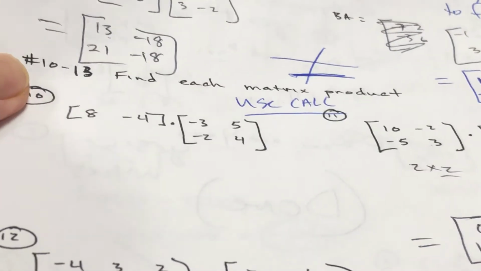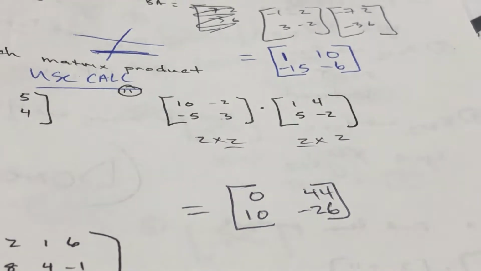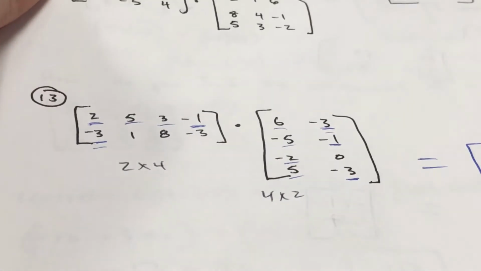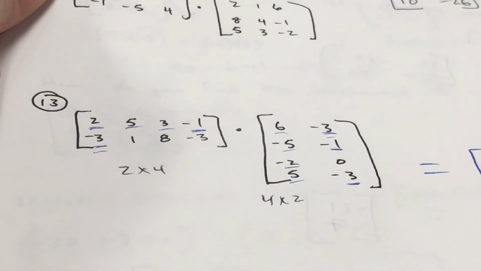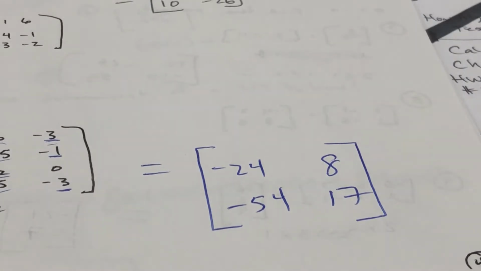Then honestly, we use the calculator for this. Here's an answer for 11. Then here's an answer. Again, this can happen in 2 by 4, 4 by 2. Those inner 4s are equal, so your answer is a 2 by 2. Again, if I made a mistake, I try to do this in my head. If I made a mistake, let me know.